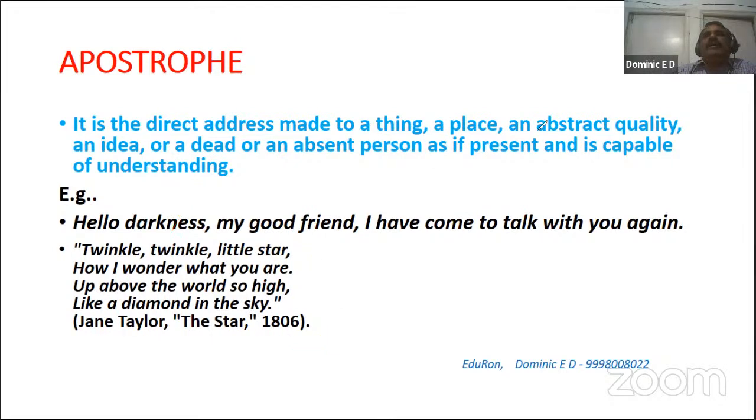You all have learned it, but you learned an apostrophe in the lower, primary or nursery sections. So these are all apostrophe. Directly the poet is addressing something that is absent, dead, an abstract idea or quality, a thing or a place, as though it is in front of you and you are able to listen to it. That's what apostrophe is.